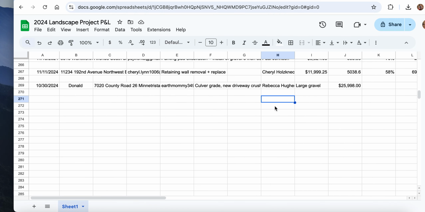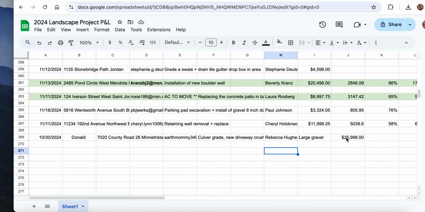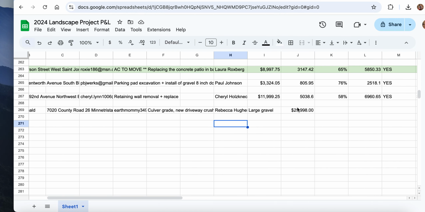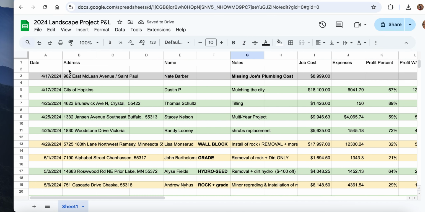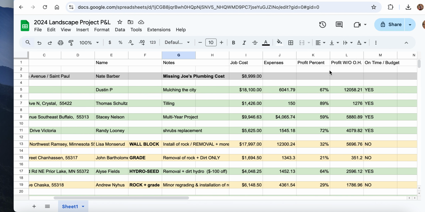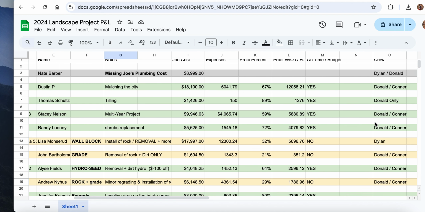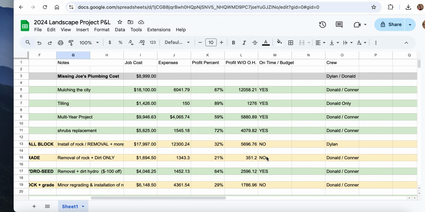So this particular job here, the job cost was $25,000. We need to make sure that the columns line up, so this is going to actually need to get moved over to the total line here. If you scroll up to the top of the spreadsheet, you will see the date, the address, the client's name, notes about the project that Andrew puts in, the job cost, the expenses, the profit percent, and the profit the job made without overhead, then just yes or no if it was on time and on budget, and who worked on it.